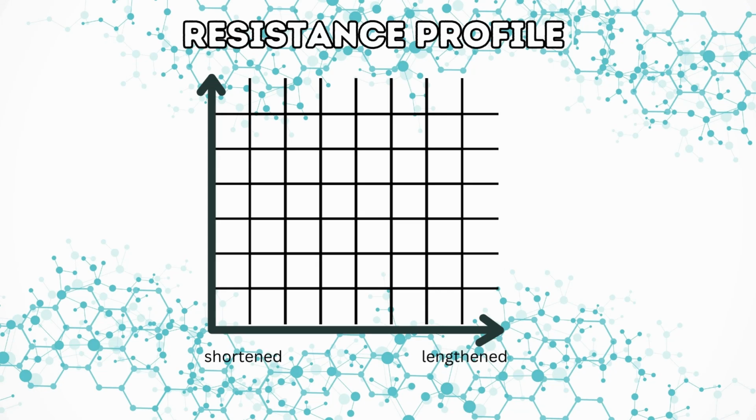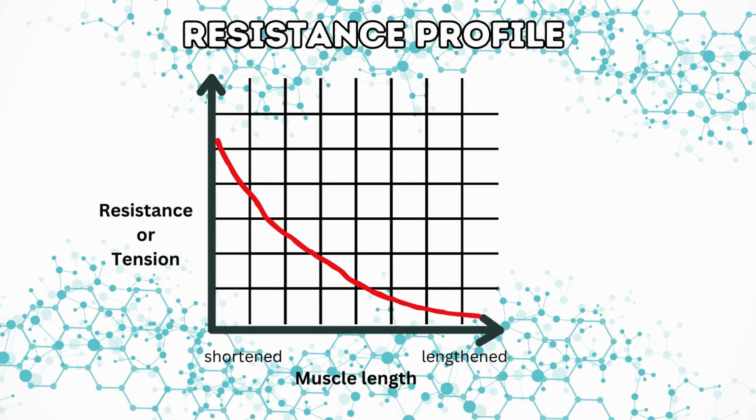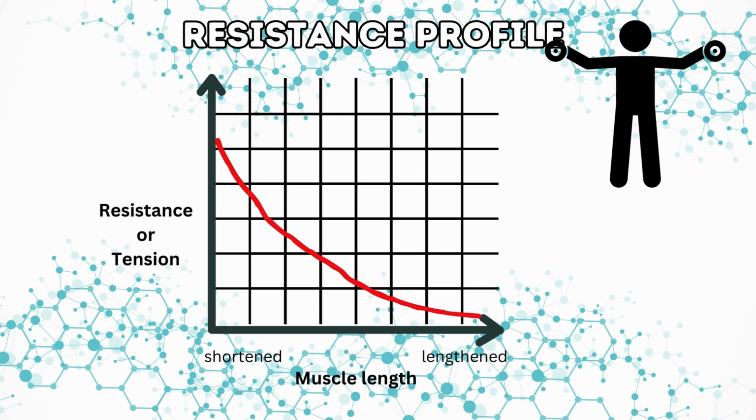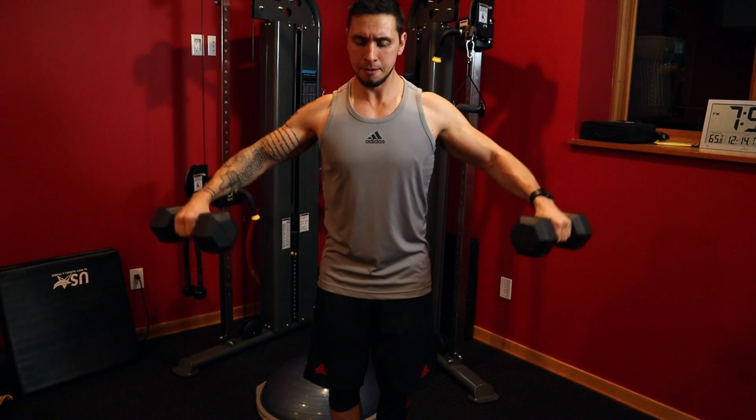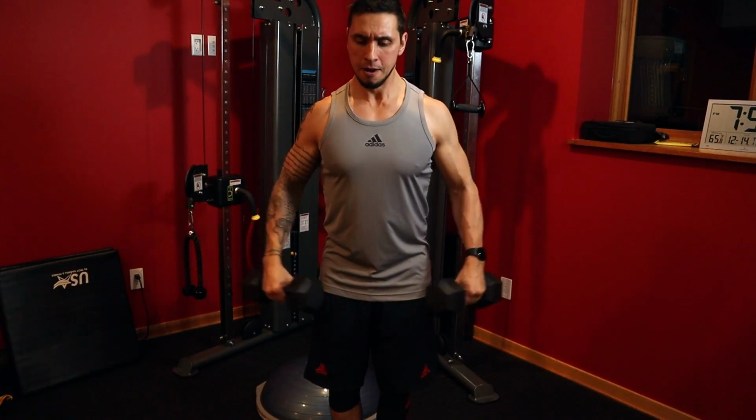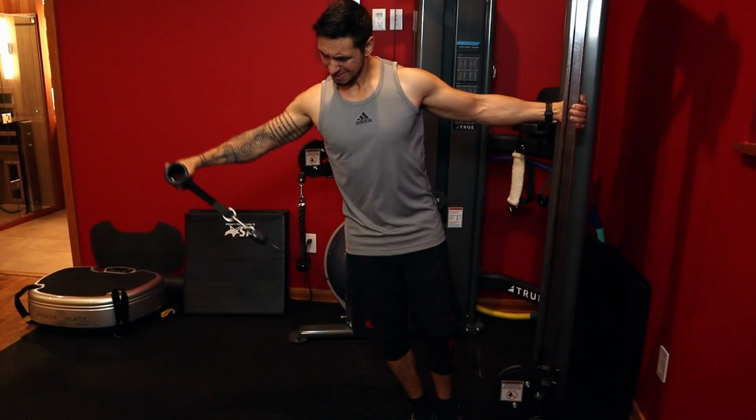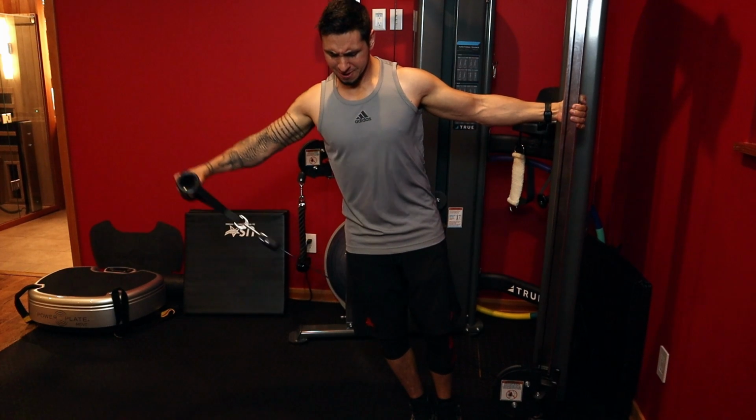And a typical resistance profile would look something like this here. We don't hit max resistance until the very top of the lift. So using partials at the bottom of this lift where there's very little resistance might not be as useful. I think a more effective way to do this would be a cable side raise.